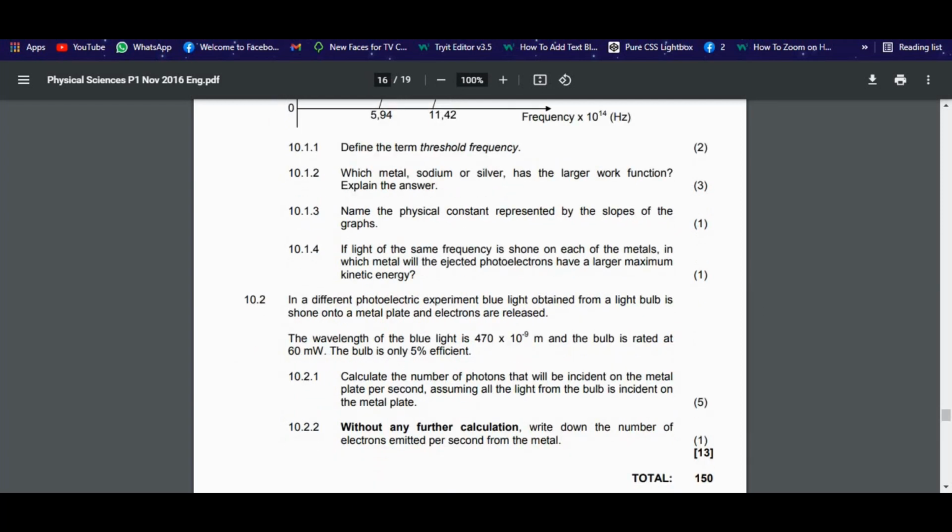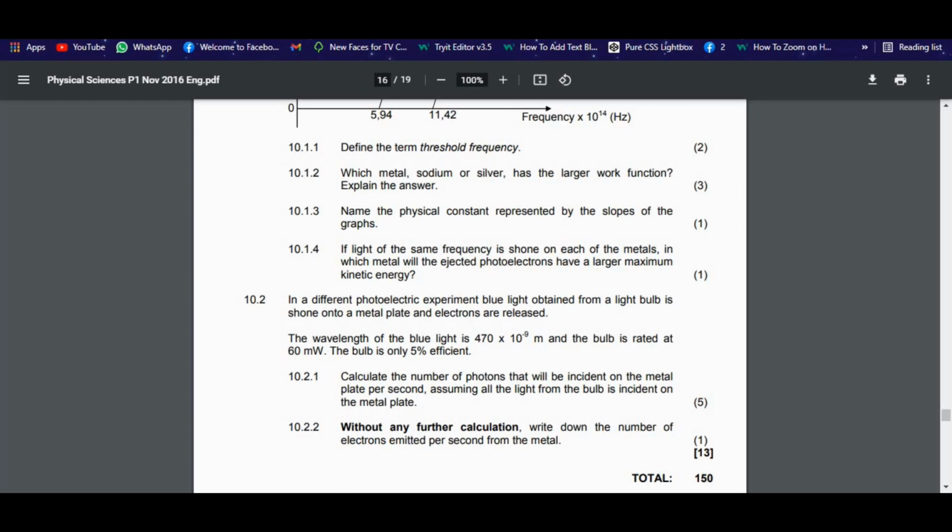10.2.1 is definitely the question I want to get to before the end of the session tonight. In a different photoelectric experiment, blue light obtained from a light bulb is shone onto a metal and electrons are released. The wavelength of the blue light is 470 times 10 to the negative 9 meters, or 470 nanometers, and the bulb is rated at 60 milliwatts. The bulb is only 5% efficient. Calculate the number of photons that will be incident on the metal plate per second, assuming all the light from the bulb is incident on the metal plate.